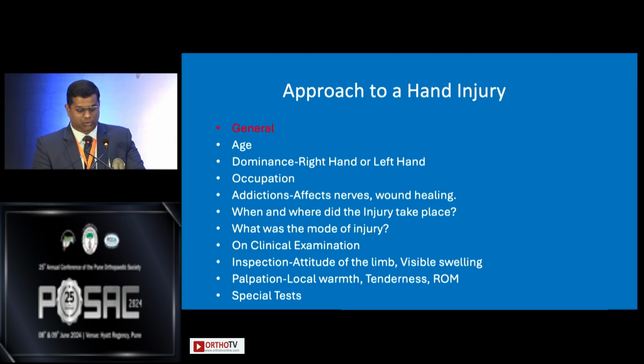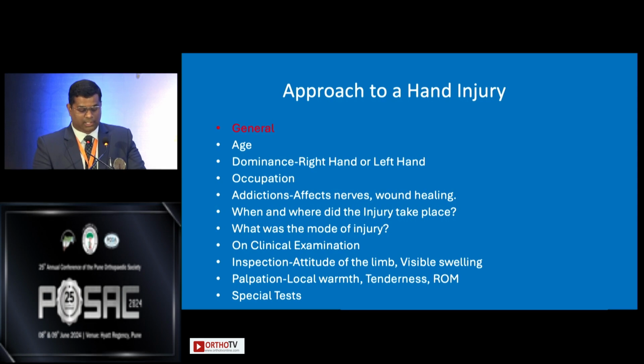So how we approach hand injuries is a basic general examination: age, dominant hand, which is right or left. Then occupation, because according to occupation we plan the further treatment, take the follow-up and can change the actions. Whether he has addictions which affect the nerves and wound healing, like tobacco chewing and alcohol. When and where did the injury take place? What was the mode of injury?